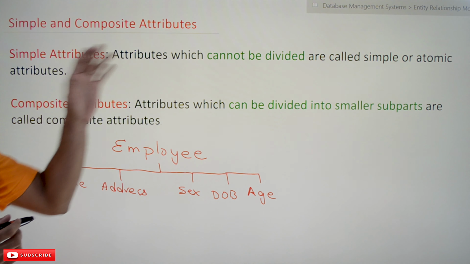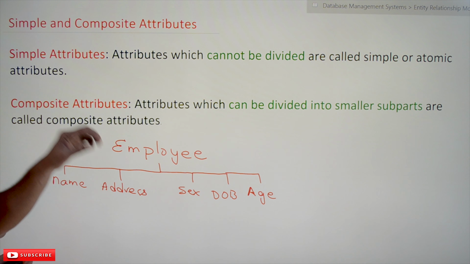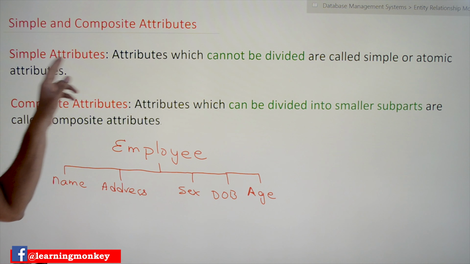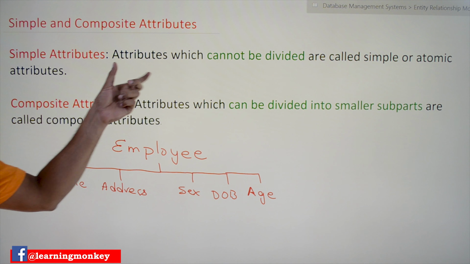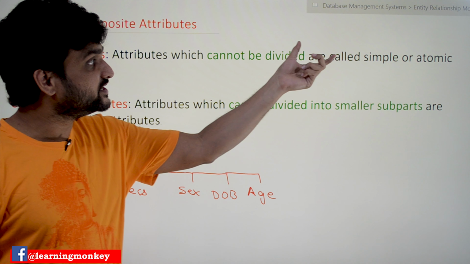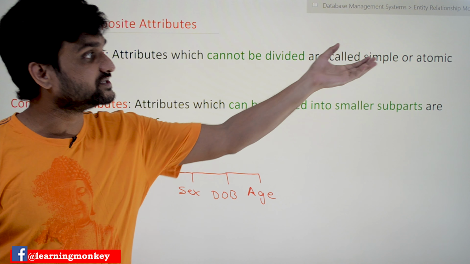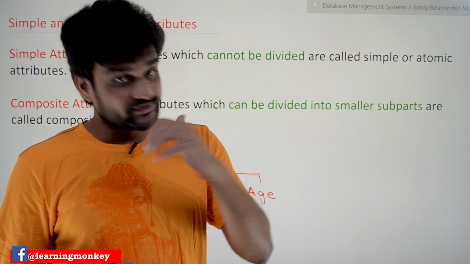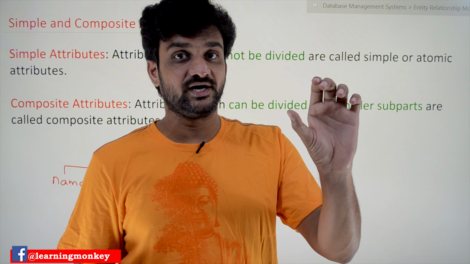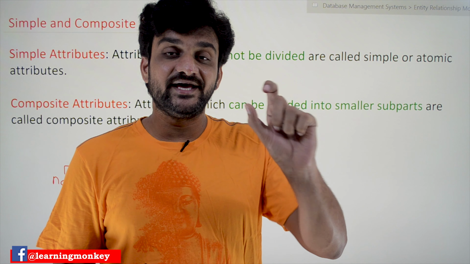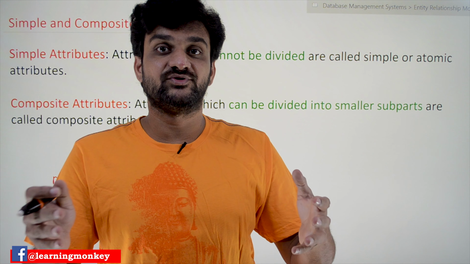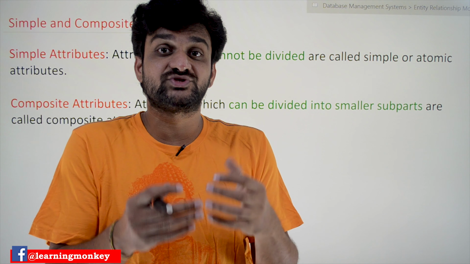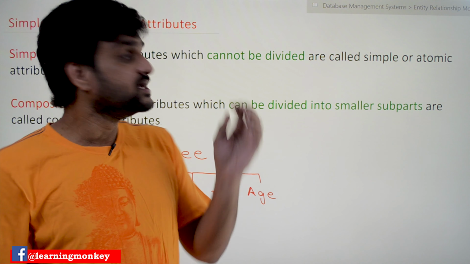So there are different types of attributes. For example, first one is a simple attribute. What is a simple attribute? An attribute which cannot be divided is called a simple or atomic attribute. For example, if you take a property called age, that age cannot be further divided. Such kinds of attributes are called simple attributes.